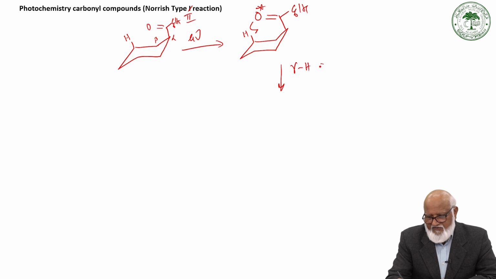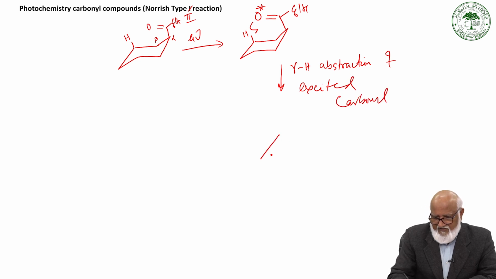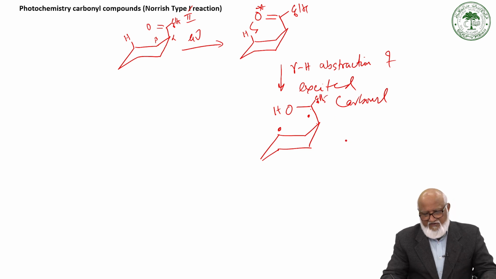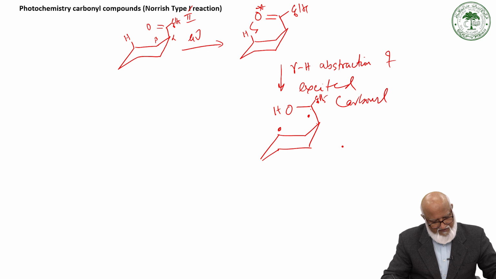A gamma hydrogen abstraction of excited carbonyls is a type 2 reaction. So we get a diradical here, an OH here and a radical here, C6H5. So this radical has been reported to get formed.